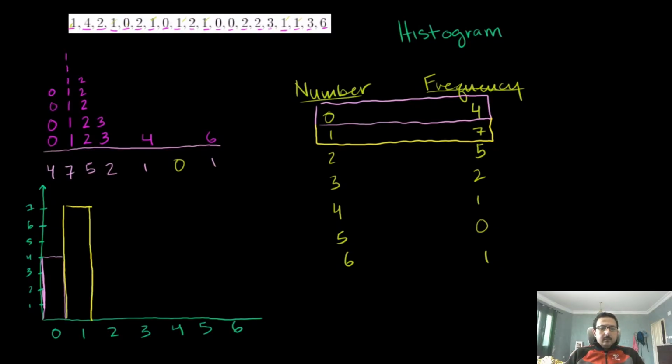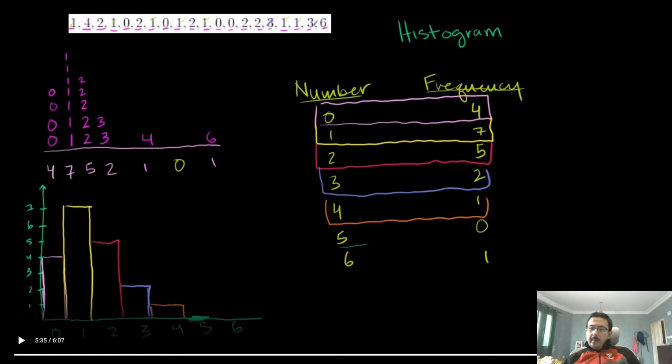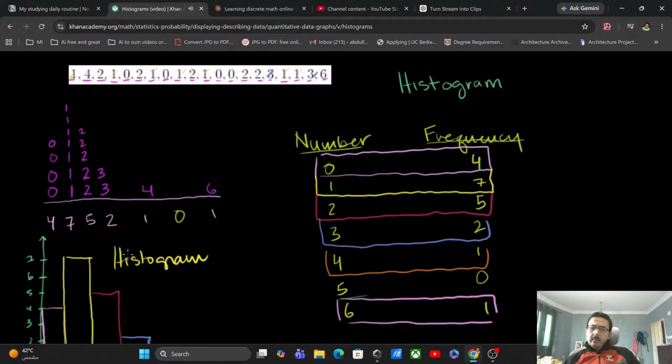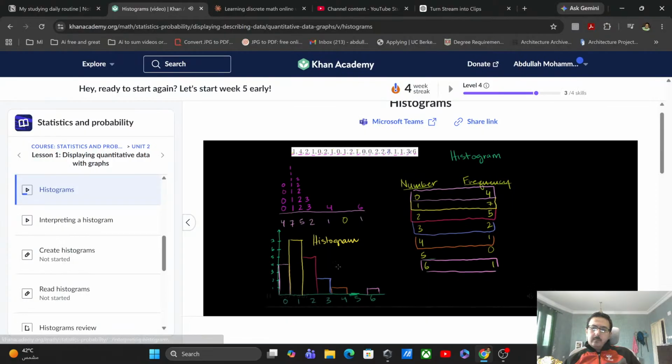2, I'll do it in a different color. 2 shows up 5 times. Do a bar graph, go all the way up to 5. 3 shows up 2 times. This right here is a histogram. Very fancy word, but I think you'll agree it's a fairly simple idea.